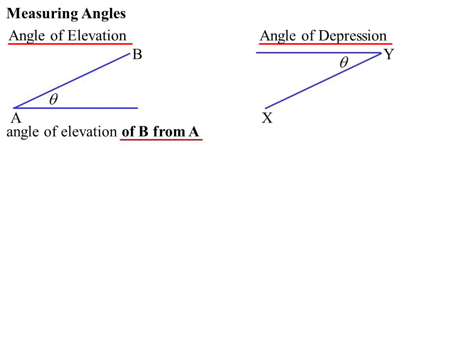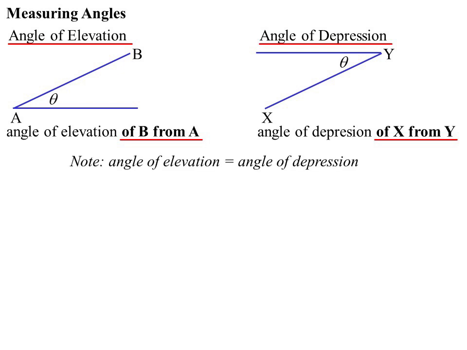It has a matching thing called the angle of depression. That's when you're looking down at something. And that would be the angle of elevation of X, that's what I'm looking at, from Y, that's where I'd be standing. They will always equal each other, because basically you've got alternate angles with parallel lines. So your angle of elevation is always equal to the angle of depression.